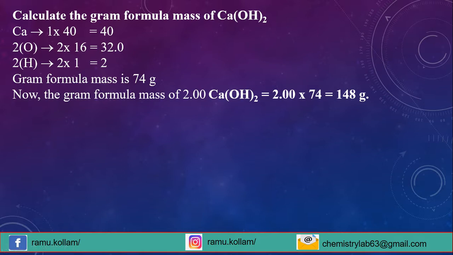So 148 grams is the total weight of calcium hydroxide representing the number of moles. So 2 is the number of moles. 2 into 74 is the mass of calcium hydroxide. So like this we can convert number of moles to grams.